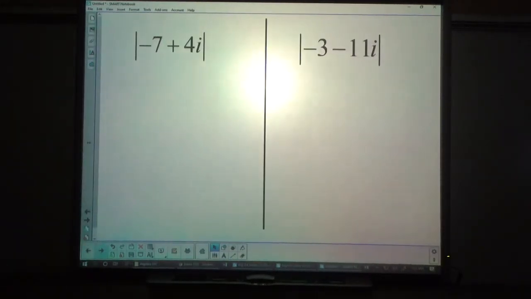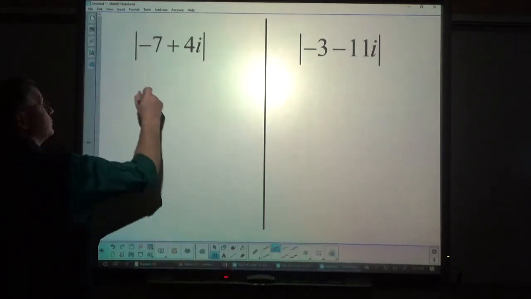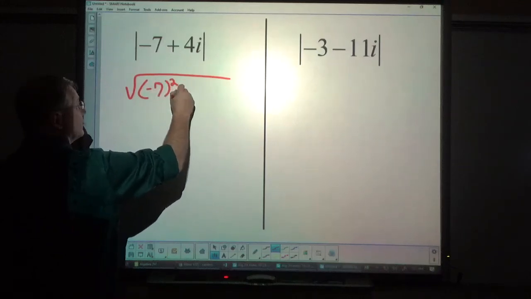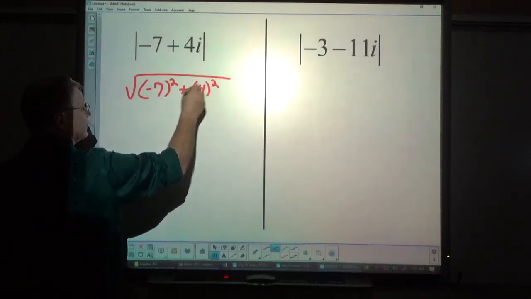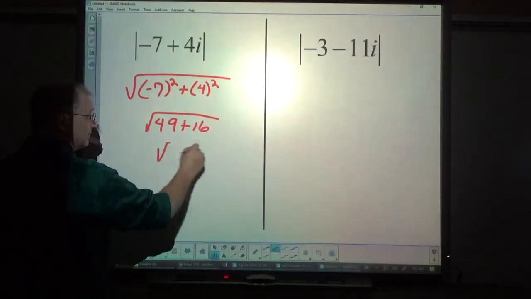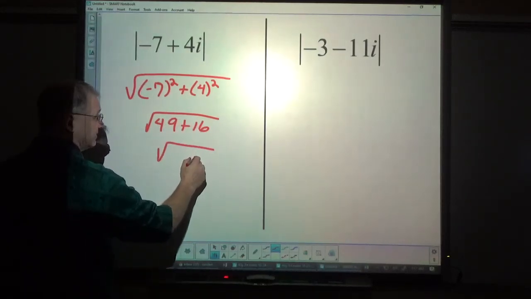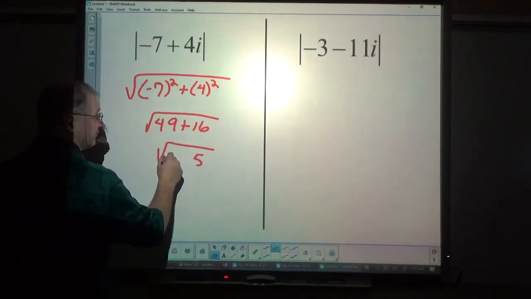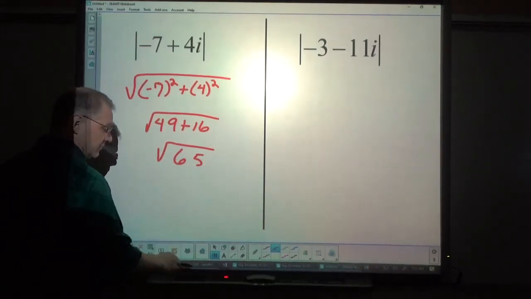All right, you guys give these a try, see how you do on them, and unpause the video when you're done. I'll go through it. All right, so square root of -7 squared plus 4 squared, 49 plus 16. Let's see, 6 and 9 is 15, carry the 1, 4, 5, 65, square root of 65.